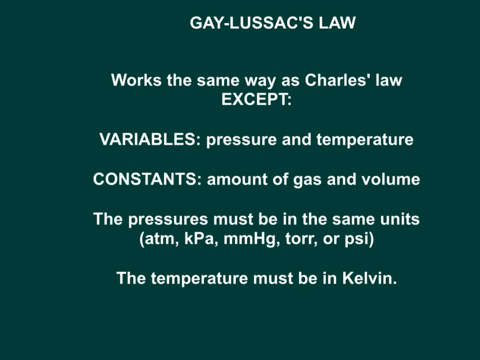Gay-Lussac's law works the same way as Charles' law, except that now our variables are pressure and temperature, and our constants are the amount of gas and volume. Like Boyle's law, the pressures must be in the same units: atmospheres, kilopascals, millimeters of mercury, torr, or psi. It doesn't matter what the unit is, as long as both units are the same. Like Charles' law, the temperature must be in Kelvin.